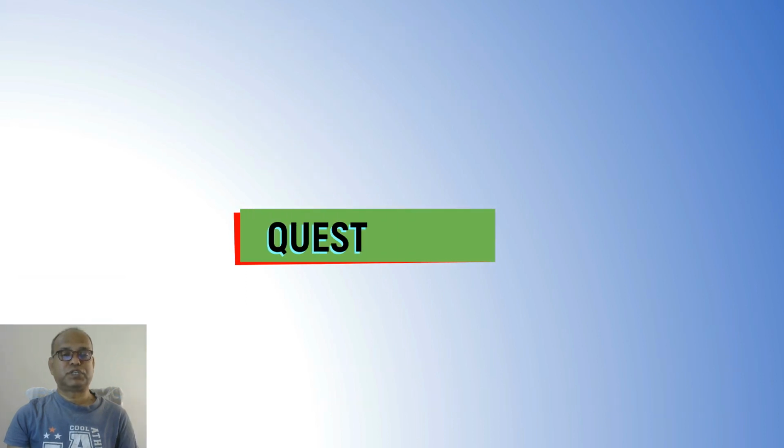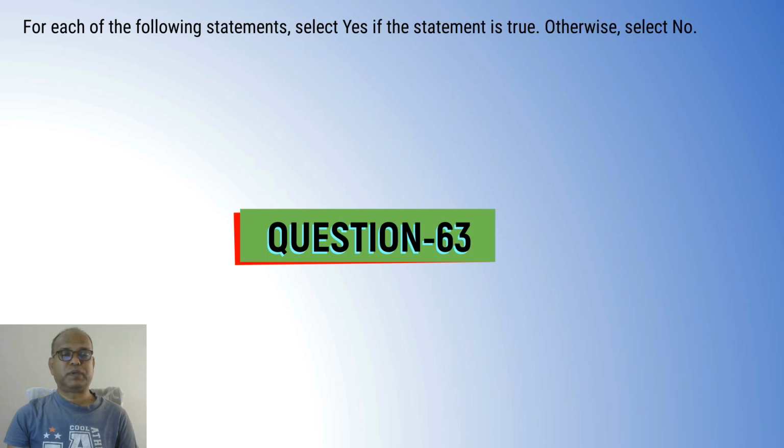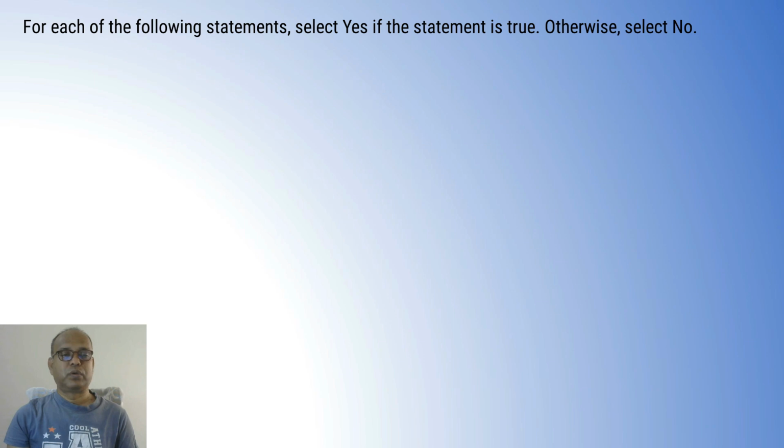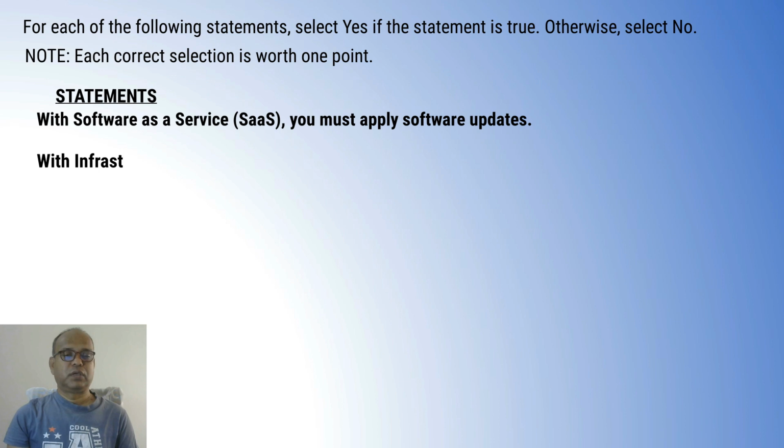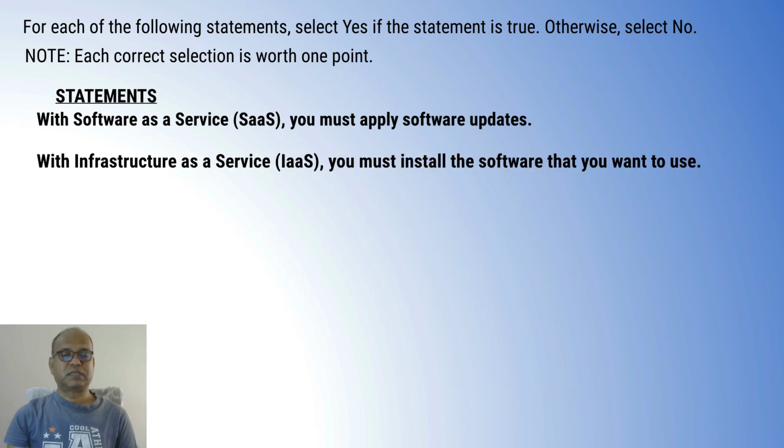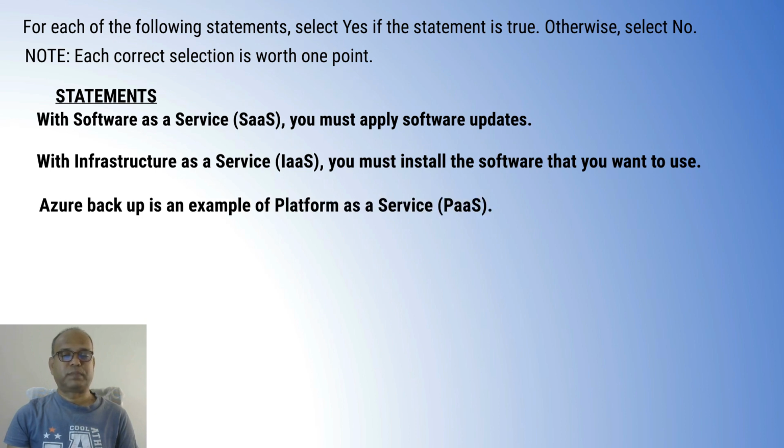Move to the next question, question number 63. For each of the following statements, select yes if the statement is true. Otherwise, select no. Note, each correct selection is worth 1 point. Statements. With software as a service, SaaS, you must apply software updates. With infrastructure as a service, IaaS, you must install the software that you want to use. Azure Backup is an example of platform as a service, PaaS.